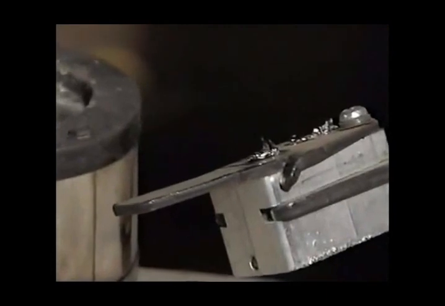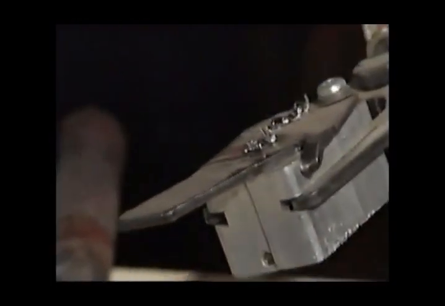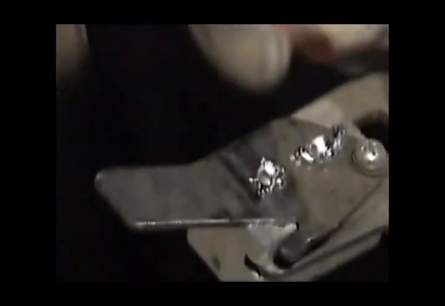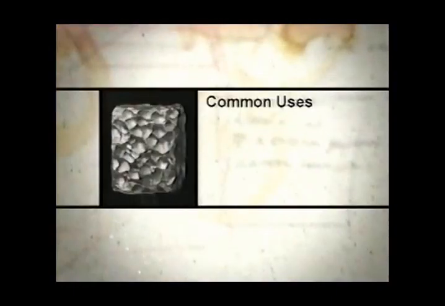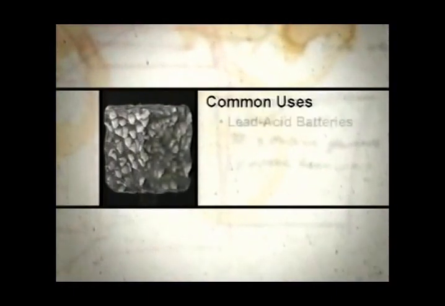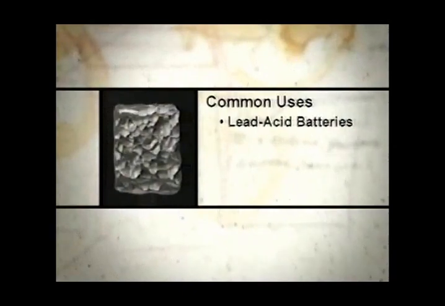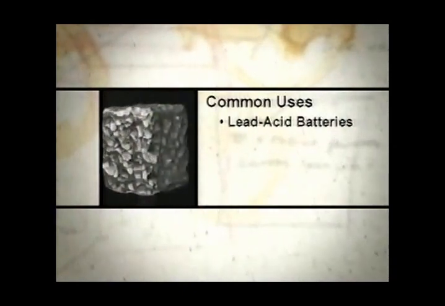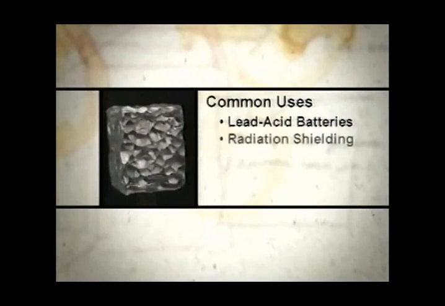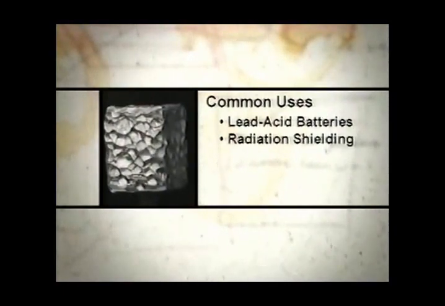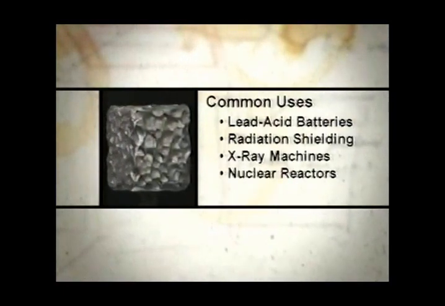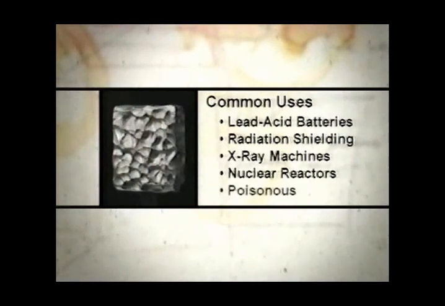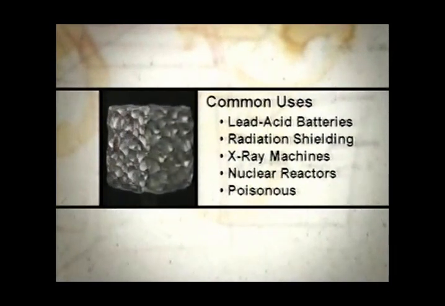Lead is poisonous and builds up in the human body over time, so it is no longer used to make toys, wall paints, pencils, or other products that might come into direct contact with people. Lead is most commonly used in the production of lead-acid batteries, such as those found in automobiles. Its high density makes it a good shield against X-ray and gamma-ray radiation, so it is often used in X-ray machines and nuclear reactors. Lead is toxic, and repeated exposure can lead to poisoning, which can be fatal.